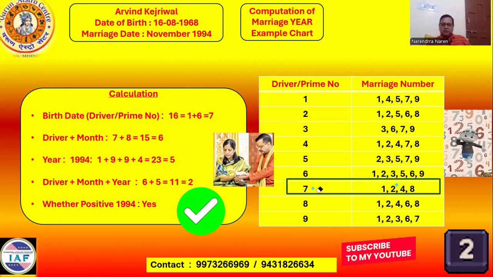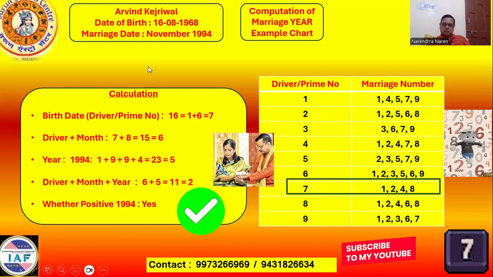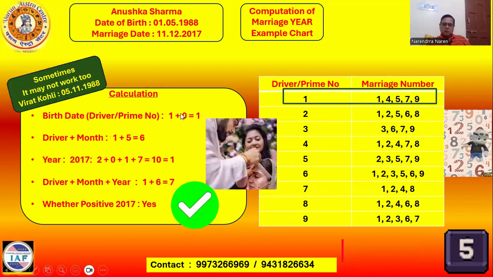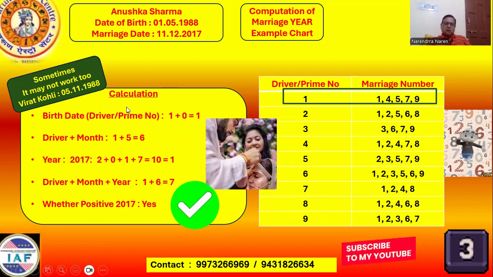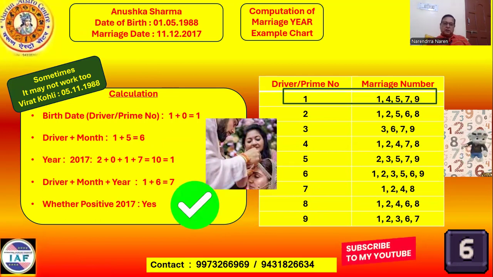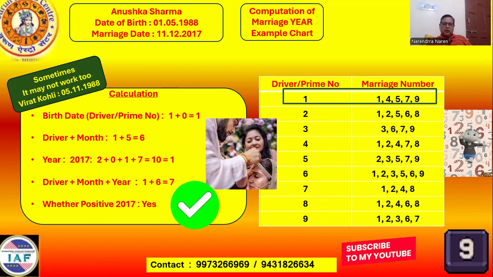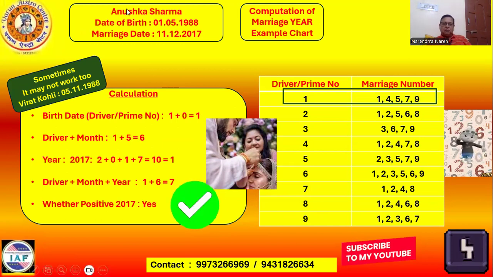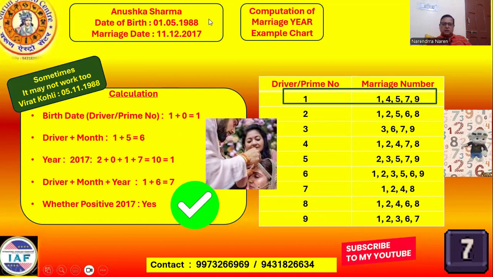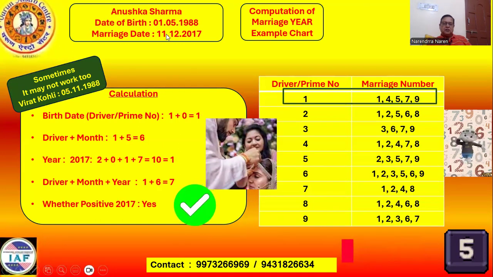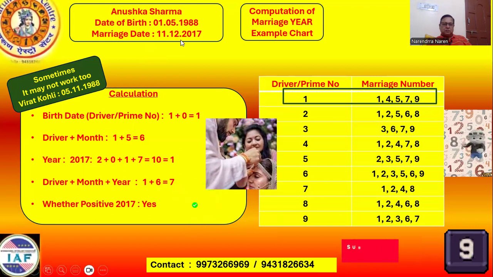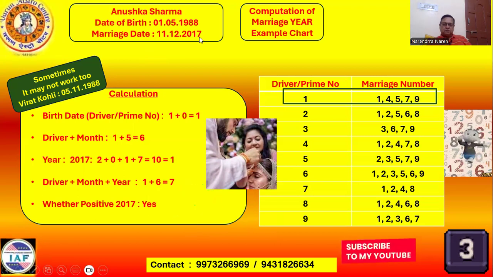The next chart we will take pertains to Virat Kohli. So when we consider Virat Kohli's birth date, it is not, because we have taken Anushka Sharma here. Anushka Sharma's date of birth is 1st May 1988 and the marriage date is 11th December 2017.